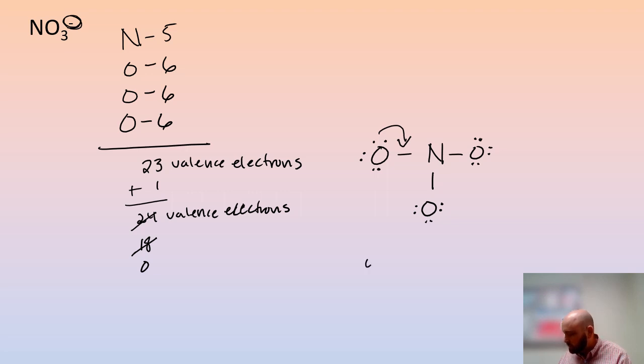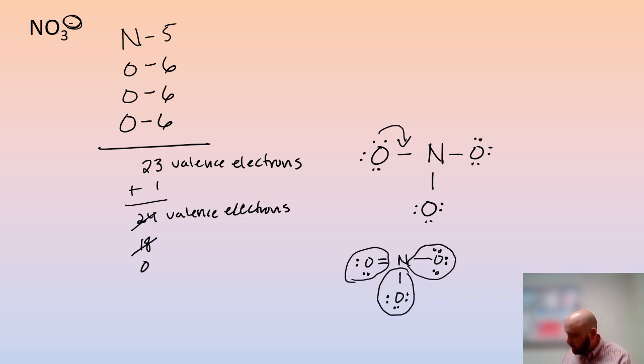When that happens, our new structure may resemble something like this, with one of the oxygens double bonded and the other 2 oxygens singly bonded to the nitrogen. Everybody has a satisfied octet, 8 there, 8 there, 8 there, and 8 there. And the correct number, 24, valence electrons is shown.